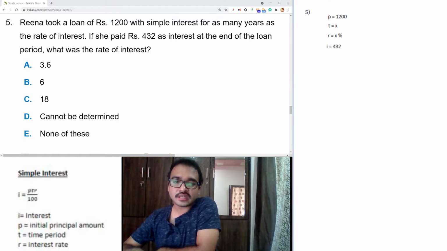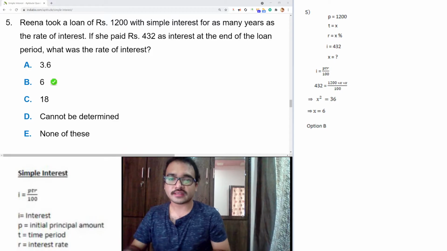Rate of interest is R, R is equal to x%. What is the value of x? For simple interest, only one formula we need to remember: I is equal to PTR by 100. Simply substitute the values in this. 432 is equal to 1200 into x by 100. We get x square is equal to 36. x is equal to 6, which is option B.